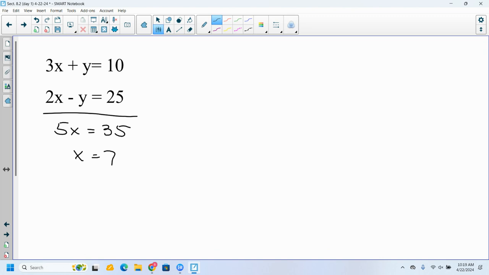Then how do I find the other one? Plug it in. What if x is 7? 2 times 7 is 14 minus y equals 25. Negative y equals 11. Y equals negative 11 for that one. Or we can do like Nate said. I can solve for y and substitute it in. Either way works.